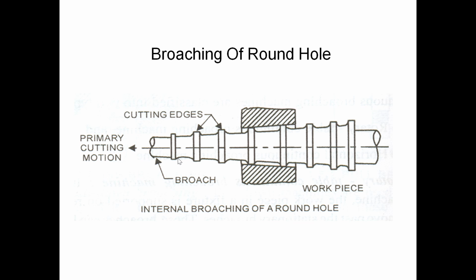Okay, so rough teeth, semi finished teeth and finished teeth. Already I explained in the first class also. I will show in the figure also. We have three types of teeth. The first one is rough teeth, the second one is semi finished teeth, and the final one is finished teeth.